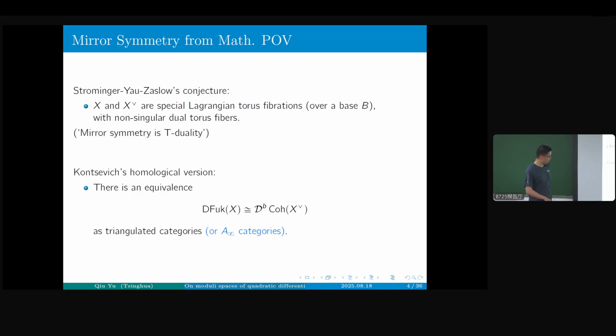Originally I'm doing more categorical stuff, so I'm more familiar with the approach due to Kontsevich, which says that from the A side you can construct the derived Fukaya category. On the B side you can construct the bounded derived category of coherent sheaves, and these two categories are equivalent. You can view this equivalence as triangulated categories or A infinity categories or something similar.